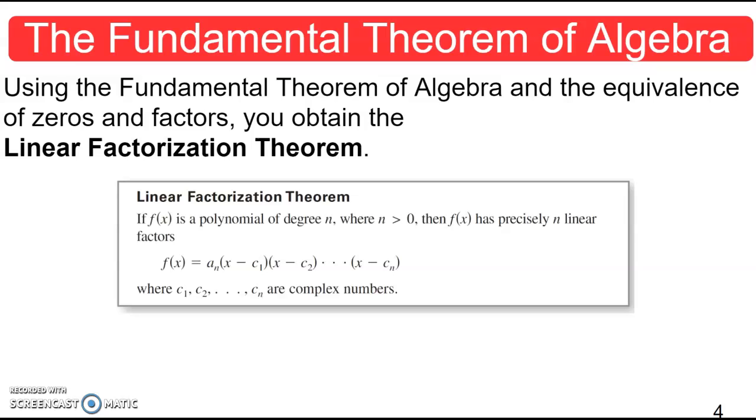In our textbook, the linear factorization theorem is: if f of x is a polynomial of degree n, where again, n has to be greater than 0, then f of x has precisely n linear factors. And a sub n will be your leading coefficient, and then C1, C2, all the way through Cn are any of your complex numbers, with those also being their factors as well. So let's take a look at our first example before we get into some where we would expect our students to kind of look at.